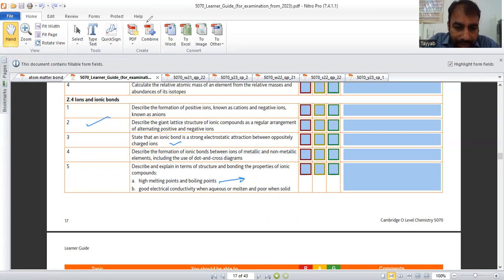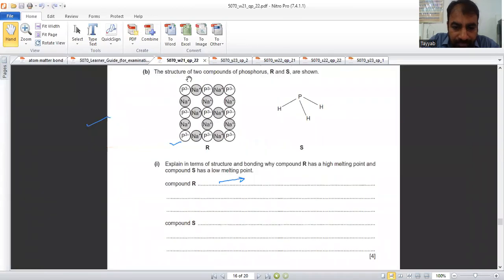So I would like to see if there are examples of, yes, explain in terms of structure and bonding why compound R has a high melting point and compound S has a low melting point. Compound R is an ionic compound. The appropriate answer is: compound R is an ionic compound. It has strong electrostatic force of attraction between oppositely charged ions. Whereas S is a simple covalent compound which has weak intermolecular forces.